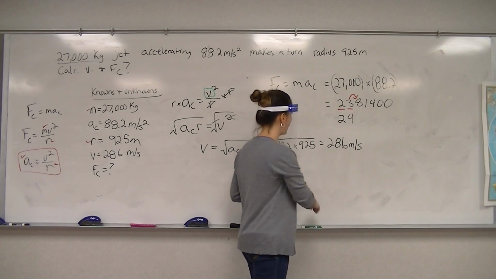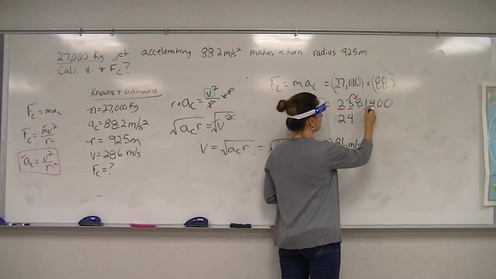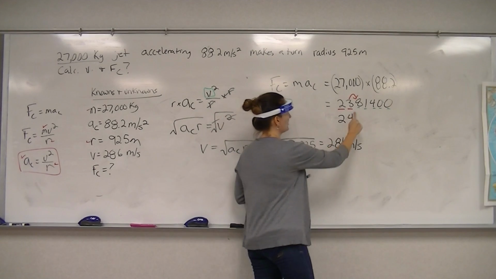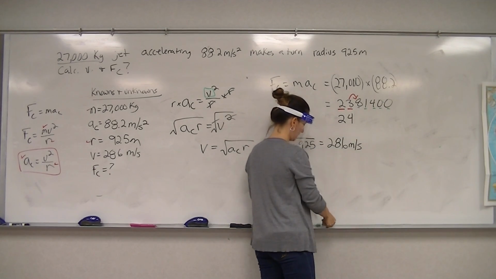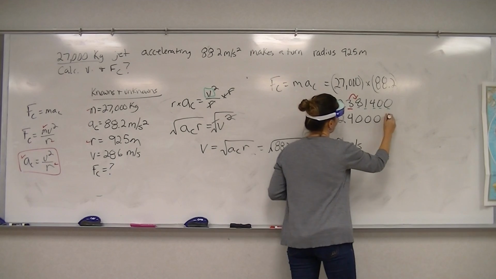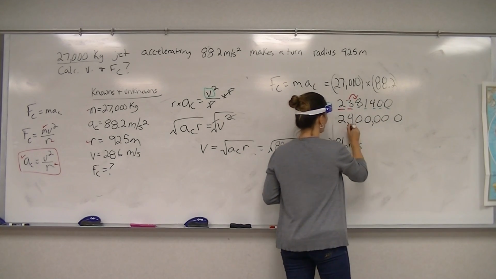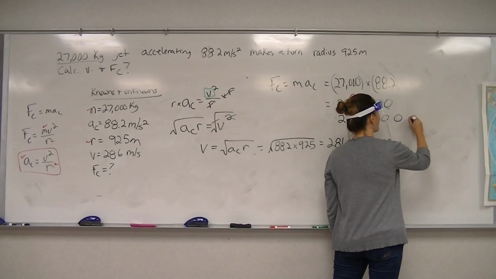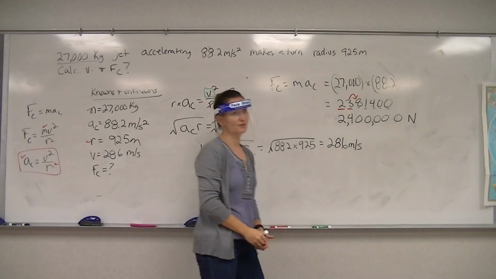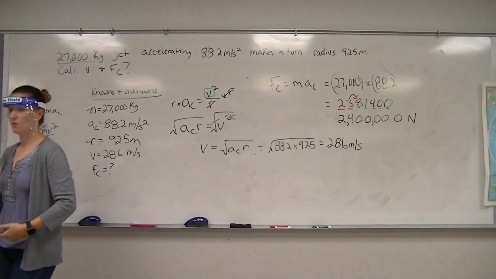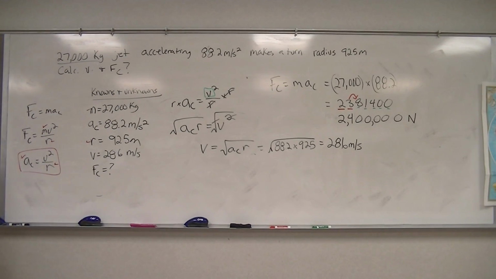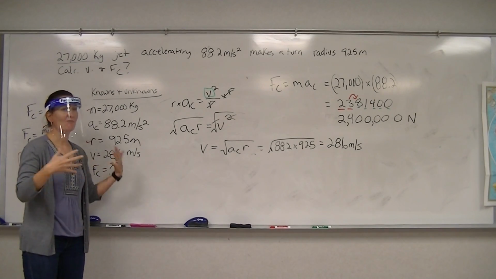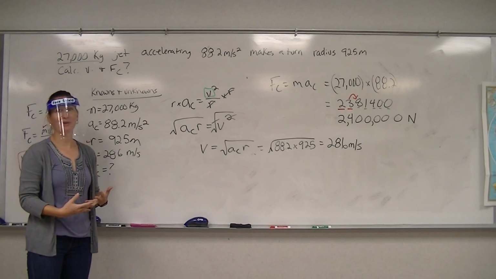Now, all of these other places, I can't just cut off those numbers. I need to have zeros in each of those spots. So it's going to be 1, 2, 3, 4, 5 zeros after it. So 2,400,000. It's a force, so it's newtons of force, which would make sense. It takes a lot more force to turn a jet fighter plane than it would a car, because they have more mass and they definitely have more acceleration.